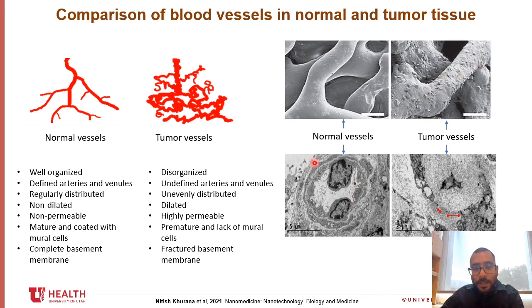And in this case, this outer lining is the basement membrane. This is the endothelial cell, this is an actual cross section like we saw in the last slide in the form of a cartoon. So these are two endothelial cells overlapping each other. This is the basement membrane. You can see that in the tumor vessel, this basement membrane is fractured, and this is from a tumor tissue.